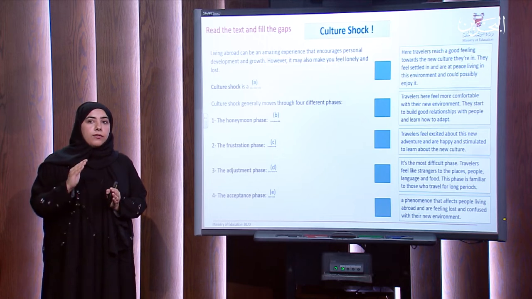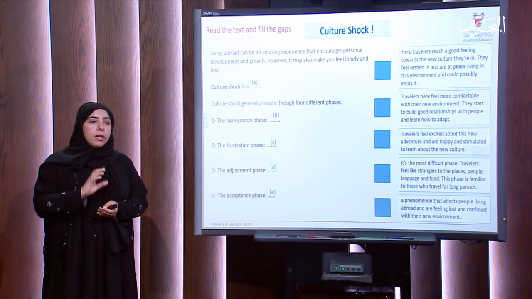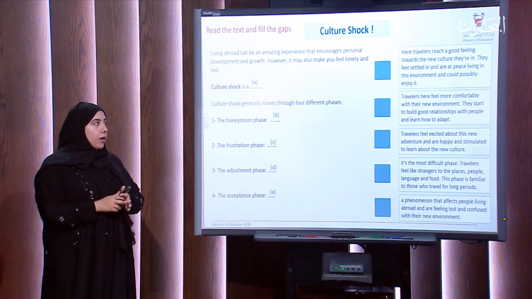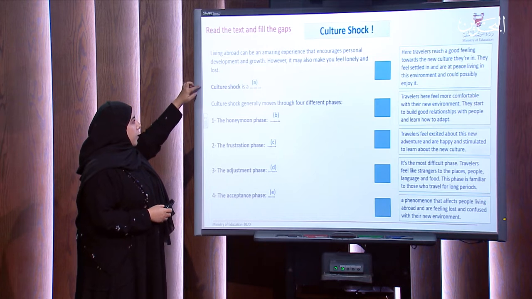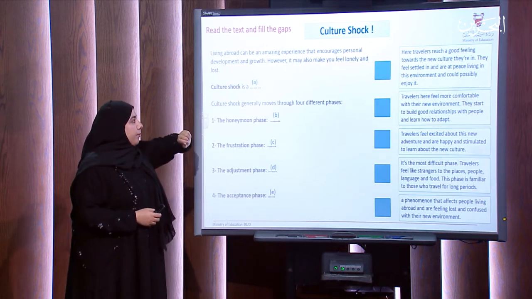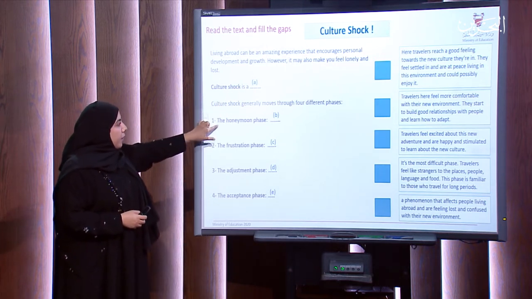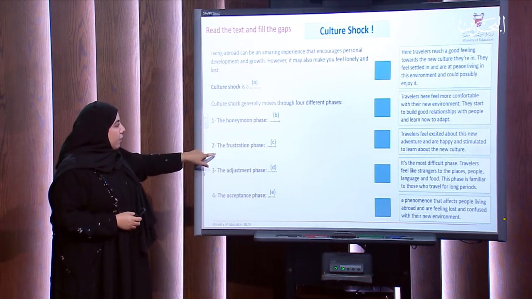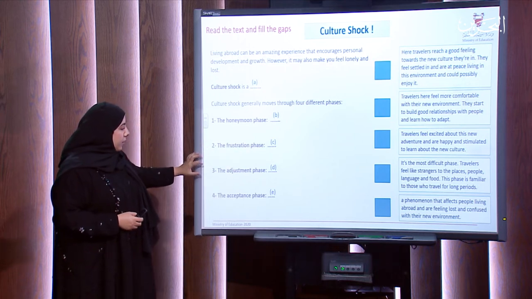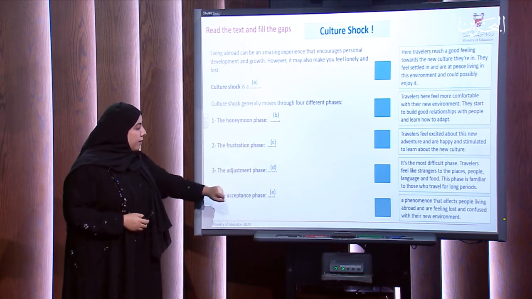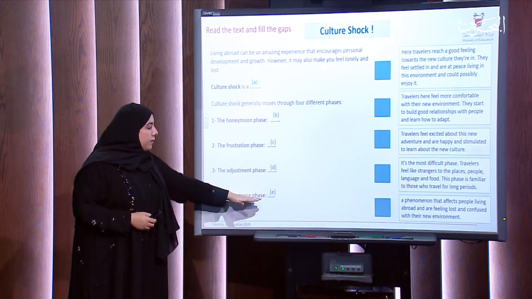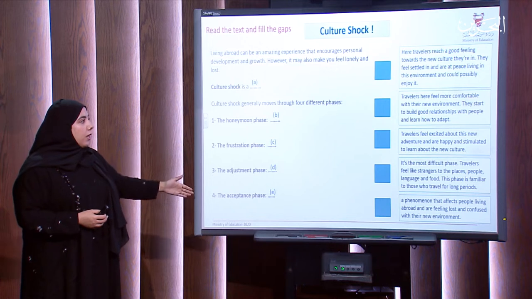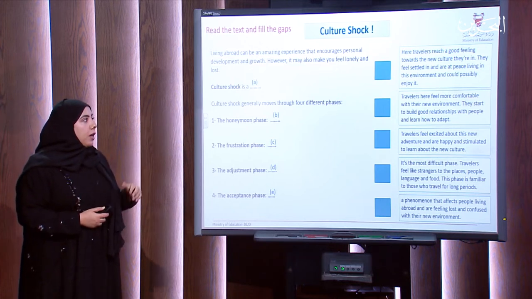Okay, after reading the extracts, I want you to match each heading from A to E with the extract 1 to 5. So heading A, culture shock is a phenomenon. Heading B, the honeymoon phase. Letter C, the frustration phase. Number three, the adjustment phase. Number four, the acceptance phase. Now, as I said, match the headings from A to E with the extracts shown. I'll give you 2 minutes.